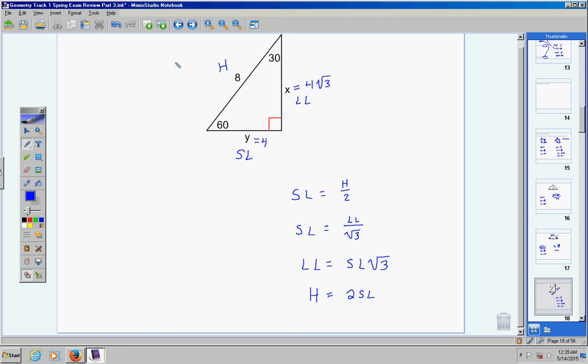And there's your answer. Now if you want a decimal for that, that's fine. The answer to that would be 6.928. Alright? But that is how you would solve this, okay? So make sure you're getting this.